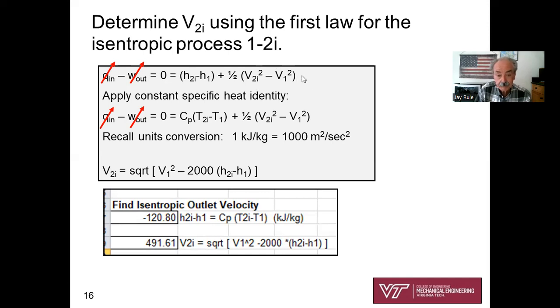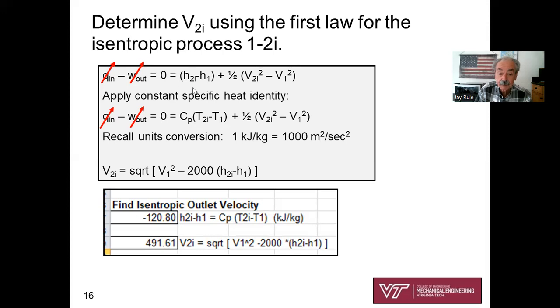Now, this is something that, of course, Q in minus W out. If you're going to go formula sheet, you've got to have this left in. You can't just put 0 equals blah, blah, blah, and then you'd have to write a paragraph out on what it applies to. But with the statement of the first law and the definition of constant specific heat for an ideal gas, let's see the next step. We've got 0 equals change in enthalpy for an ideal gas with constant specific heat is simply Cp times T2I minus T1.